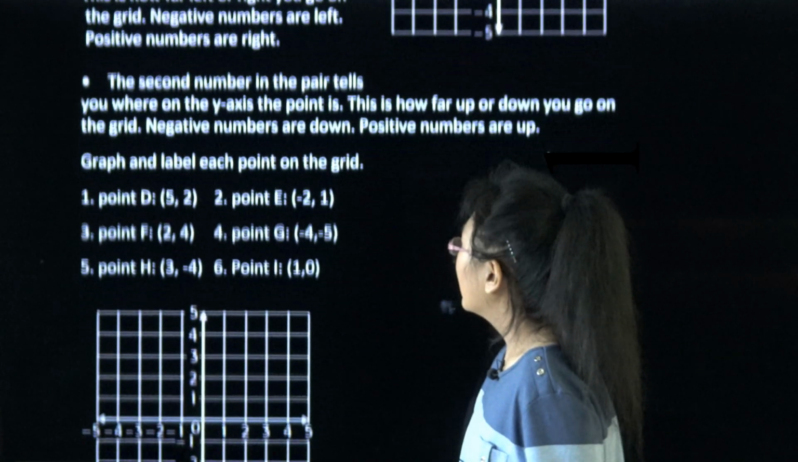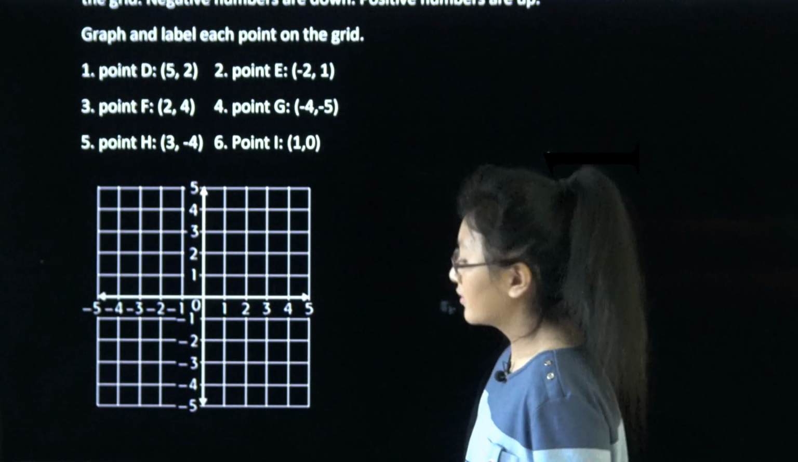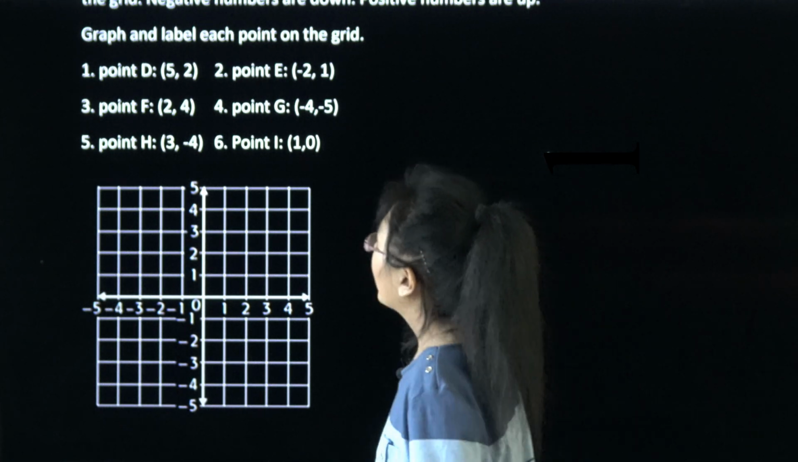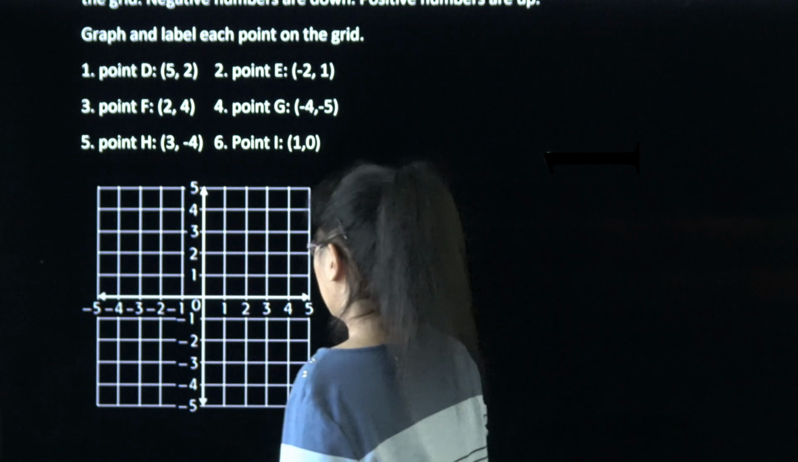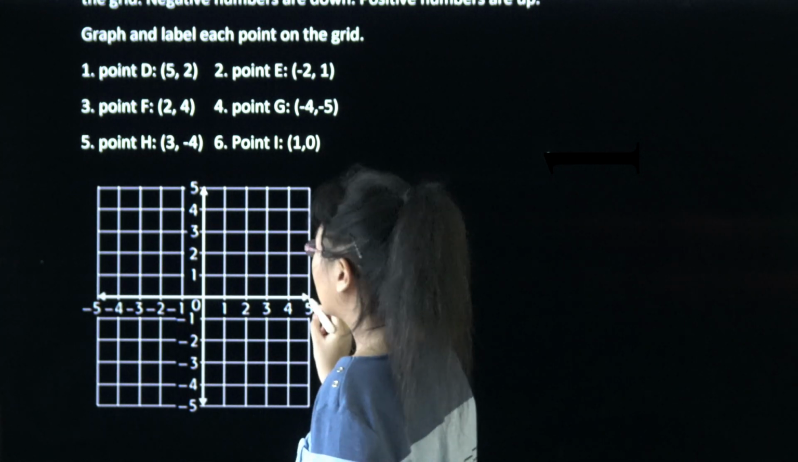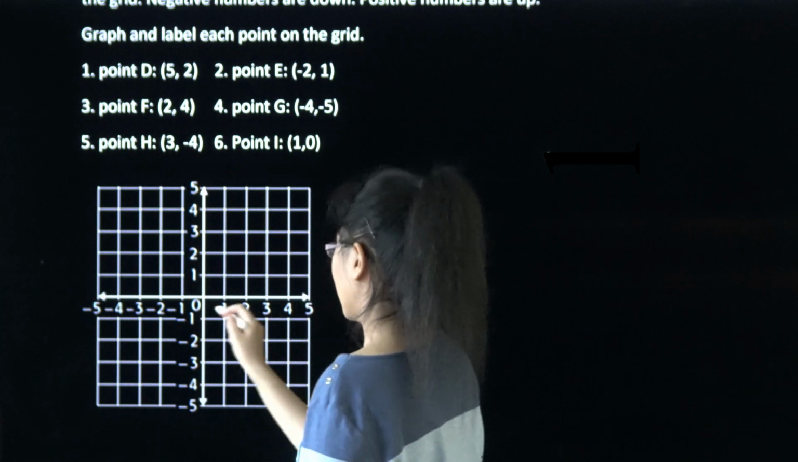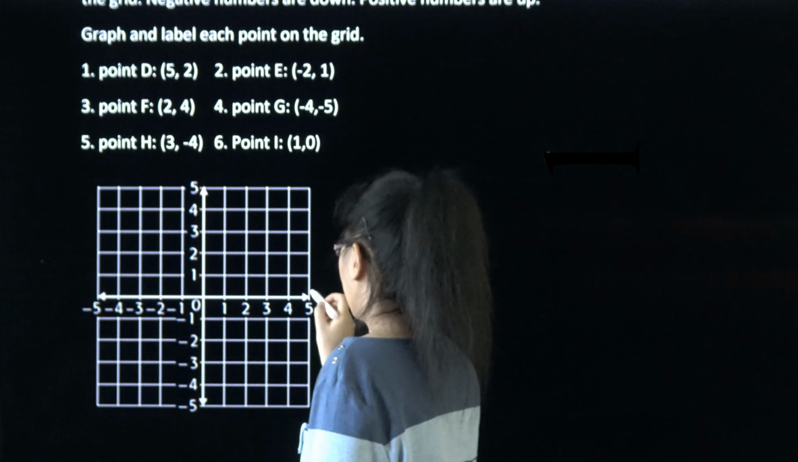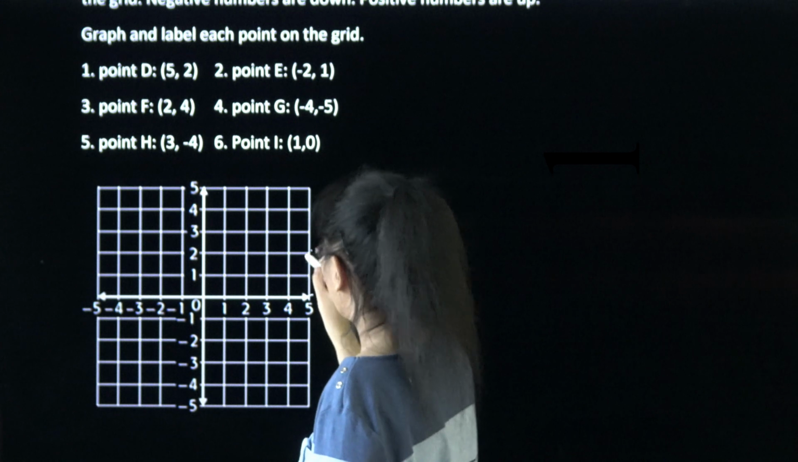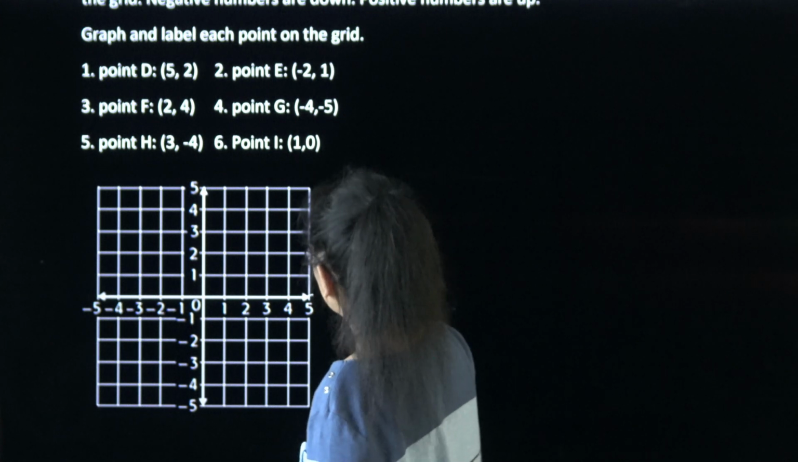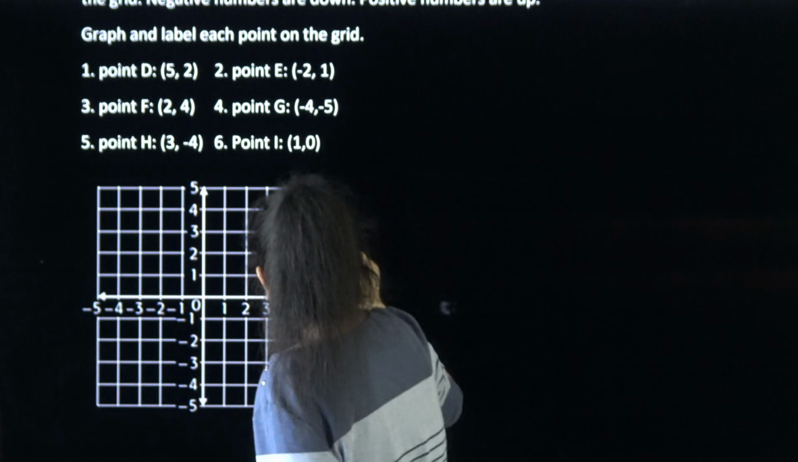Now, graph and label each point on the grid. So, we have number 1, point D, which is 5, 2. So we find 5, because it's positive, we know that it's on the right side, and it says right here. So 5 is here, and then it's 2. And since it's positive, we go up. So 5, 2 is here, and that's point D.